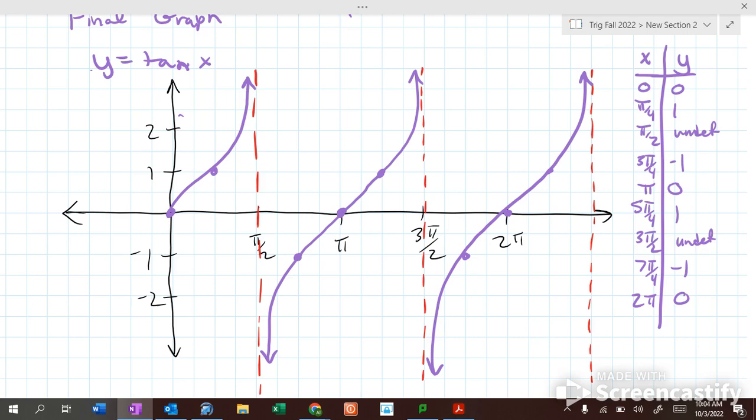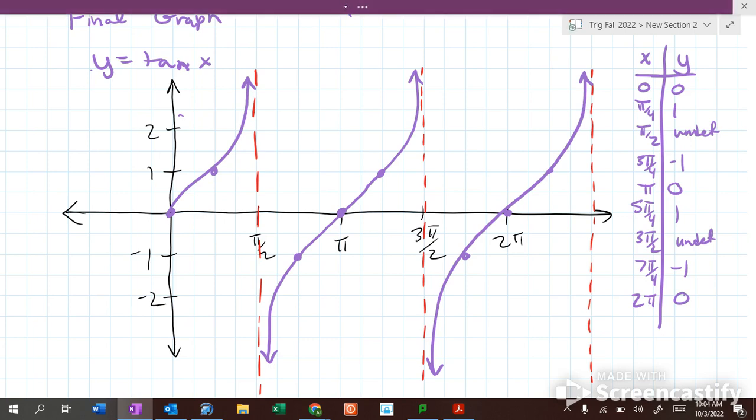Now, wherever you're going along a tangent curve, is the slope positive or negative? Positive. You're always having a positive slope. It's always going up, tangent curve. Okay? All right.